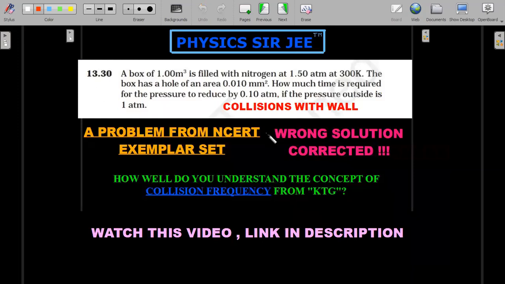Next one, similar NCERT exemplar problem 13.30. I have already made a video in the past on this one. There's a wrong solution given on the concept of the collision frequency. This time the collisions not between the molecules, but collisions of the molecules with the walls and their frequencies discussed. And also this concept of collision with the walls is going to decide how much gas actually leaks when a hole is made on the wall.